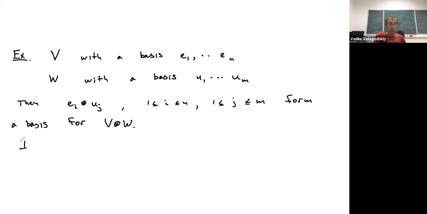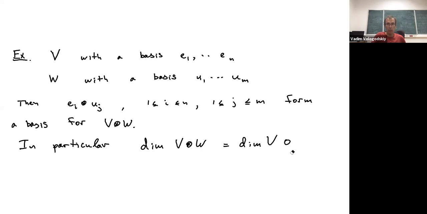In particular, the dimension of V tensor W is equal to the product of the dimension of V and the dimension of W. So that's the claim. And let's give a proof of this. Let's see what one has to prove here. So let's again look at this definition.